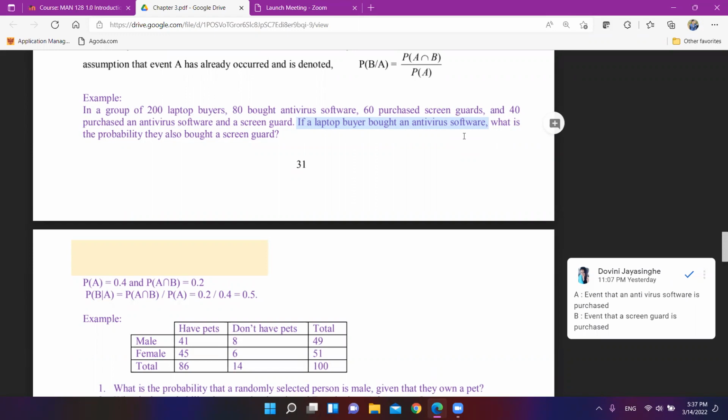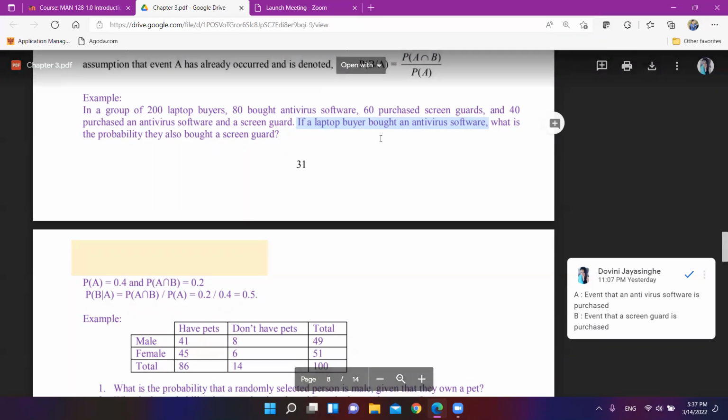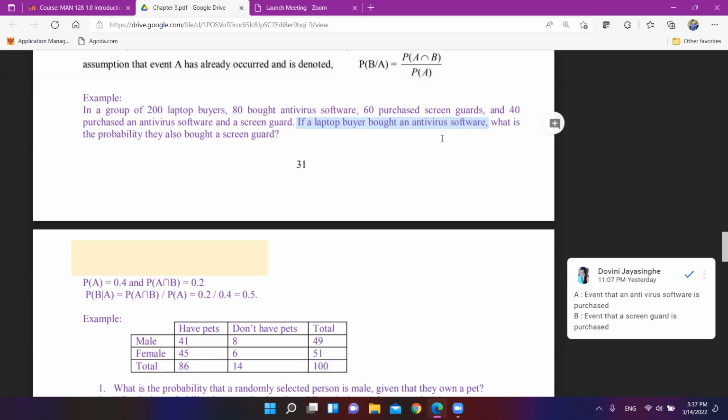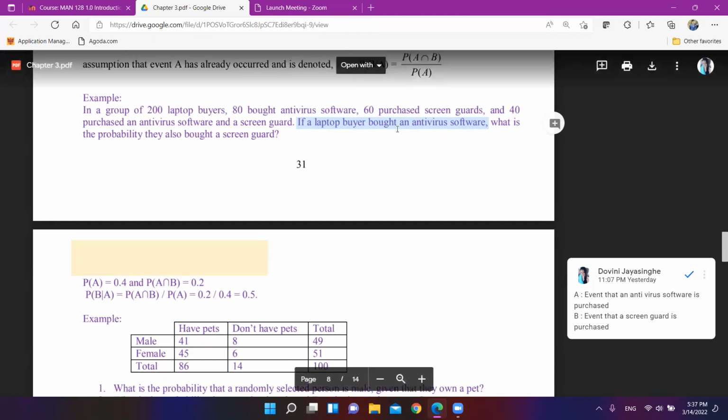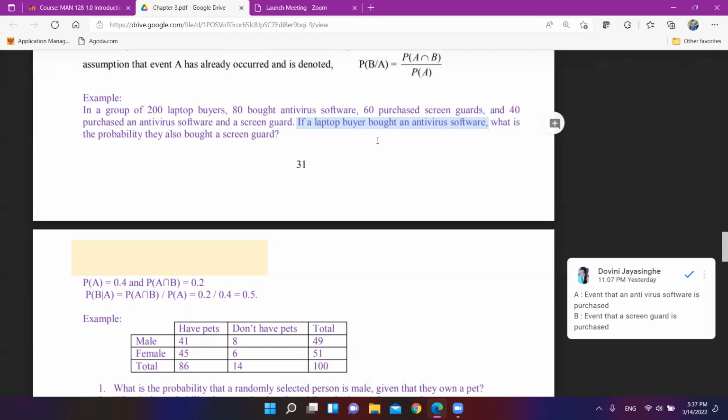At the end of the story, they have bought both the items. That is true. Here, what they ask is, if a laptop buyer bought an antivirus guard, now he buys a laptop and then he buys an antivirus software. Given that the person has already bought the antivirus software, what is the probability that the same person will buy a screen guard as well? That is my conditional probability statement.